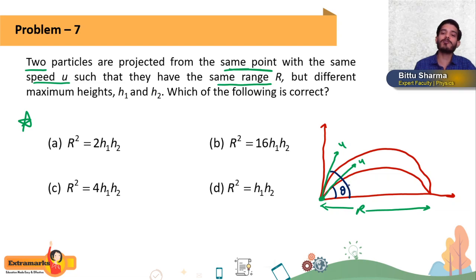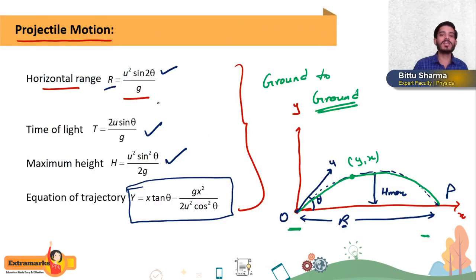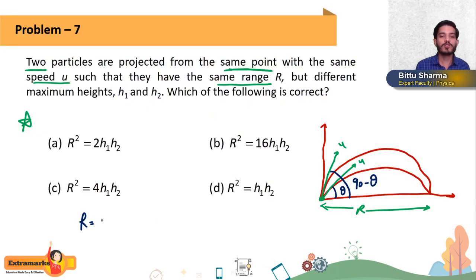Means if the first angle of projection is theta, then the second angle of projection will be how much? 90 minus theta. First of all, students, we will calculate the range. The range formula I already told you. What is range? u square sine 2 theta by g. So I will write range as u square sine 2 theta divided by g, which you can write as u square 2 sine theta cos theta divided by g.